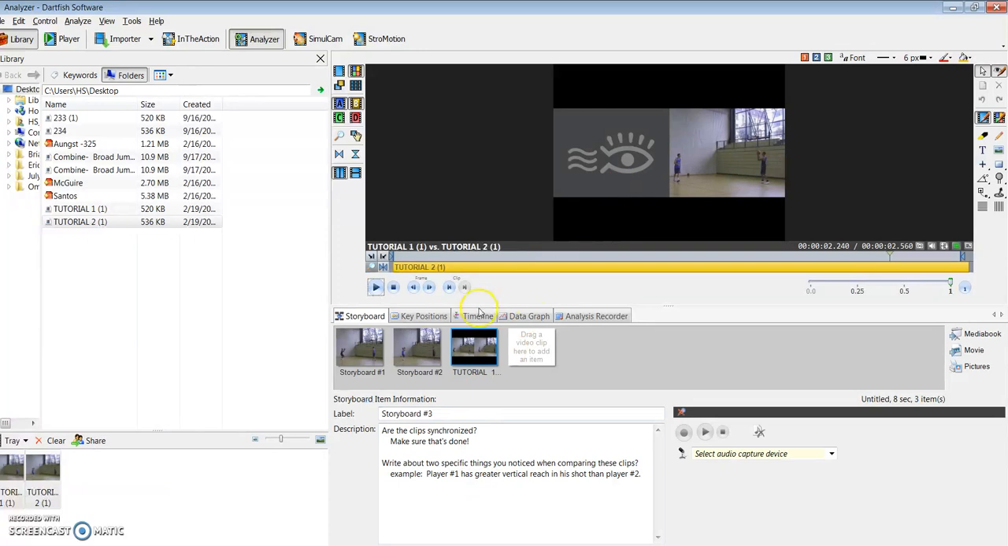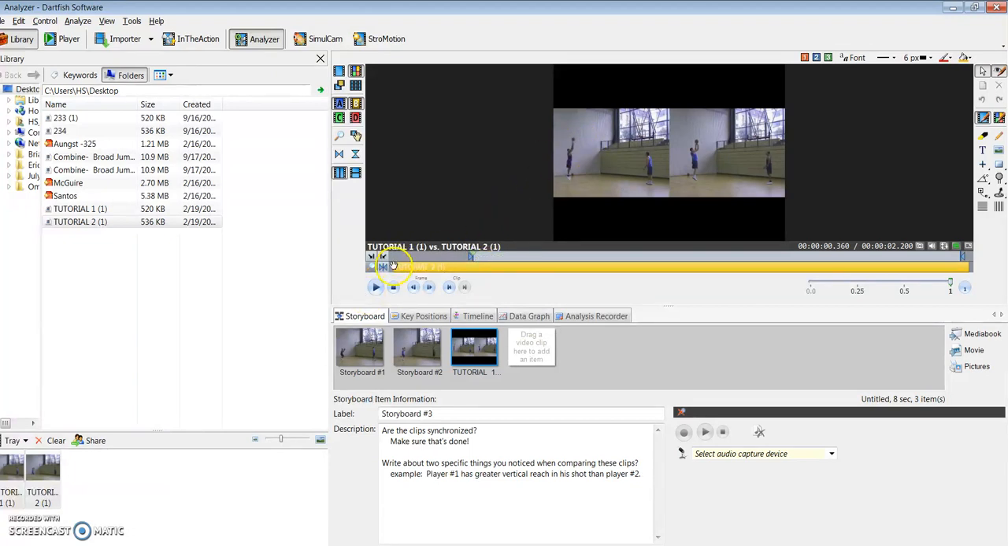Okay, so let's go back to the top part that says to synchronize the clips. So this, of course, this top box is the first clip and the bottom one is the second clip. So all I need to do to synchronize them is to move this arrow. So you can see I'm dragging the arrow and I'm looking to see, let's say, okay, the ball is leaving player 1's hand right there. So that's what I'm watching for right here.